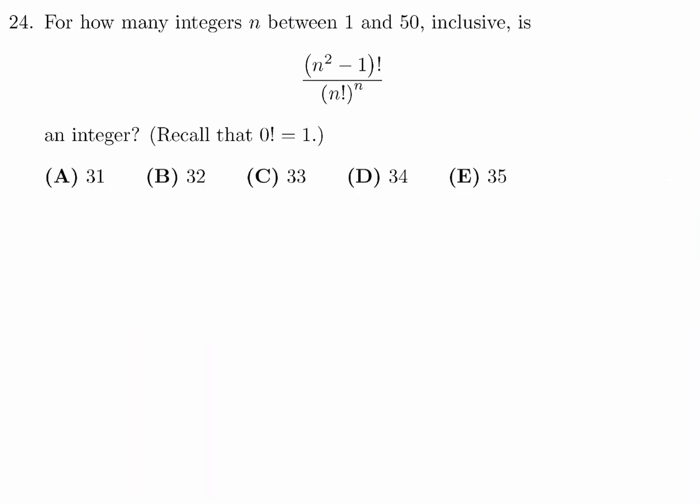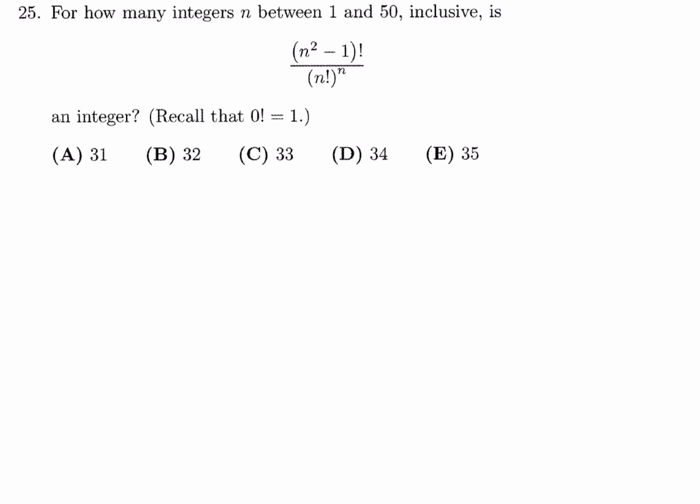For how many integers n between 1 and 50 inclusive is n squared minus 1 factorial over n factorial to the power of n an integer? Recall that 0 factorial is equal to 1. Let's think about this for a second.